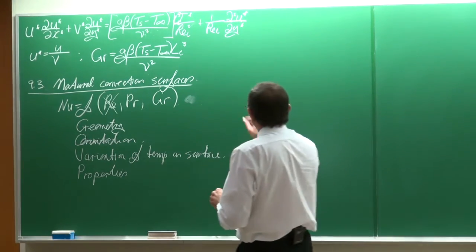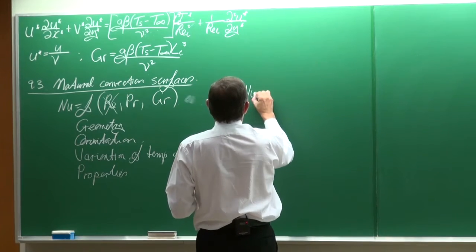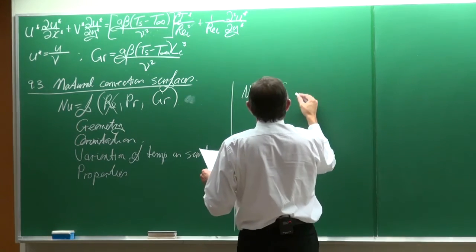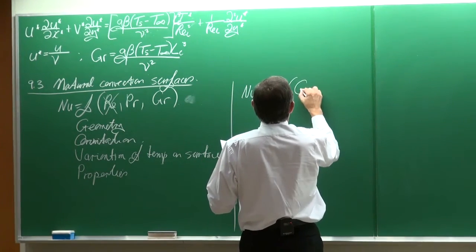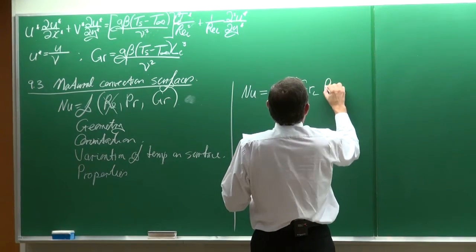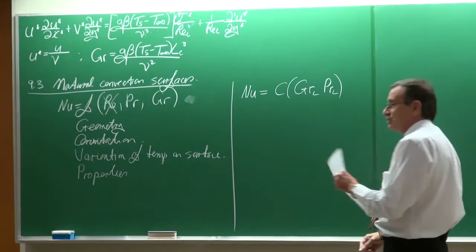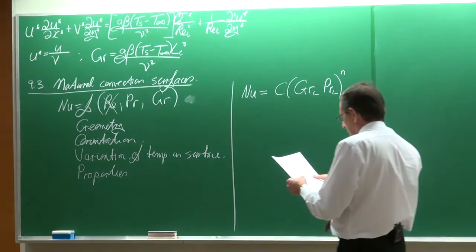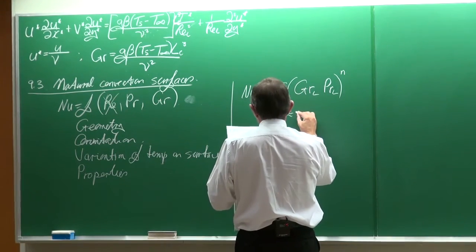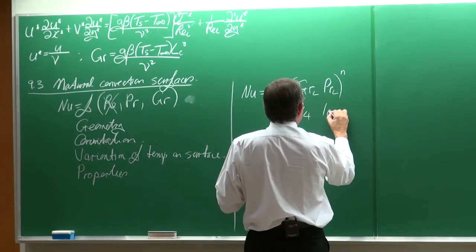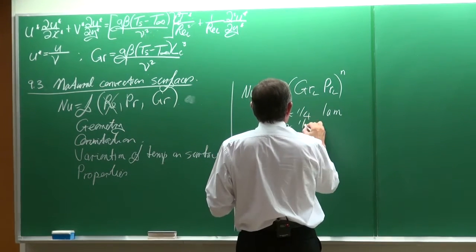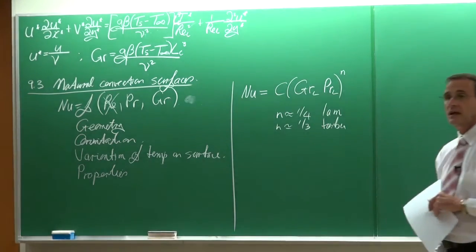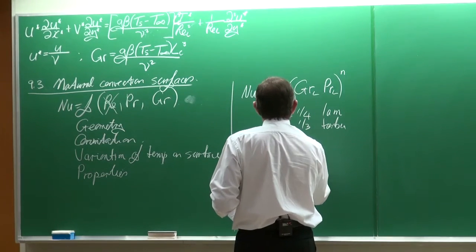Now, just like with forced convection, you'll see that in general, the Nusselt number can normally be described by saying it is equal to a constant multiplied by the Grashof number multiplied by the Prandtl number to the n. And where n is normally approximately equal to a quarter for laminar flow, and n is approximately a third for turbulent flow. And c itself is normally smaller than 1.